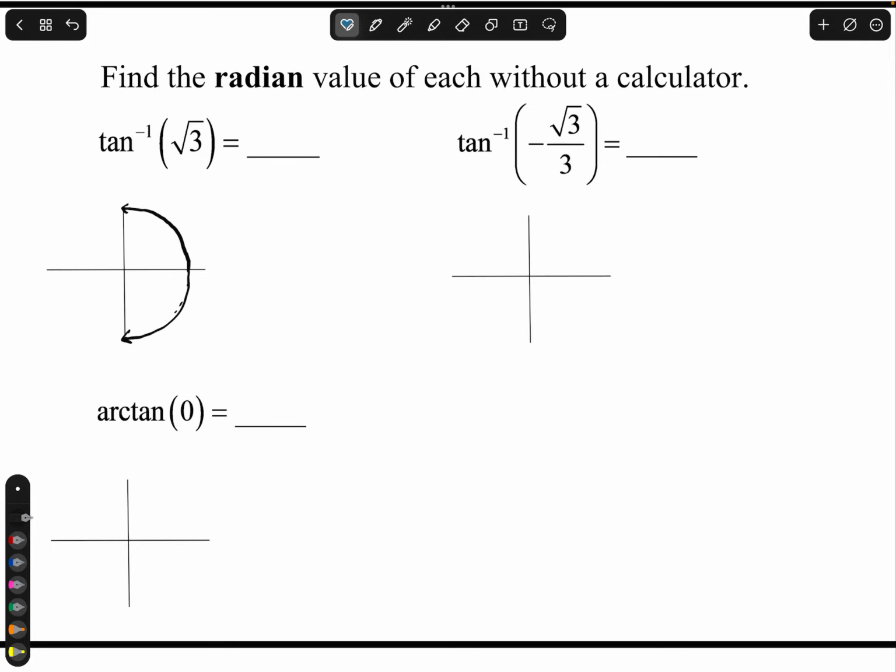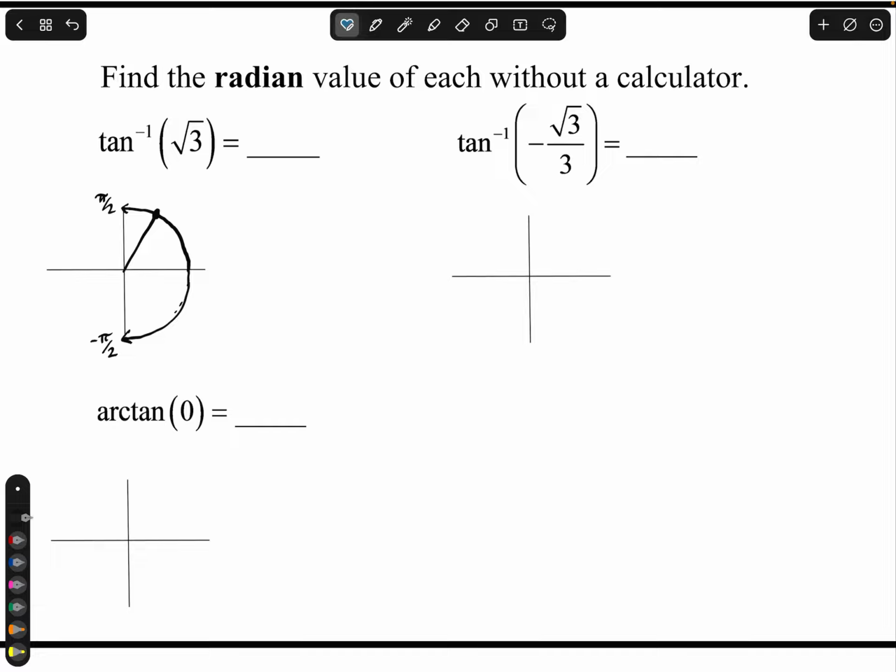Remember, this down here is negative pi over 2, and this is pi over 2. I would draw this every time I'm asked to do this without the calculator, just to help it stick in your brain a little bit. So the square root of 3 is going to be a positive value, so it's going to be up here. Think about what angle has a tangent of radical 3.